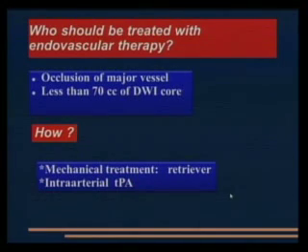So the patients who benefit with treatment are the patients who had a major vessel occlusion, that is the carotid or the MCA, and they have less than 7 cc's of DWI. And what is the treatment? The treatment is mechanical treatment now. Everybody is doing mechanical treatment. If you don't have the possibility, you can do intra-arterial TPA.